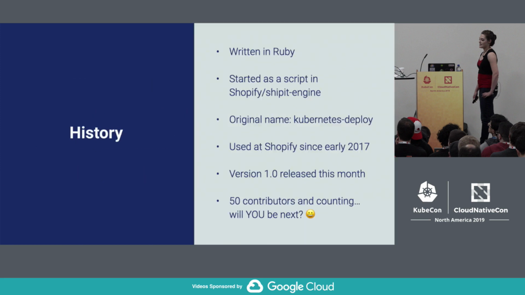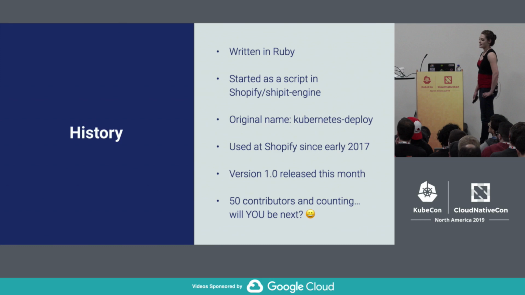We wrote Krane in Ruby, and at first it was actually just a little script inside our higher level deploy tool, which is called ShipIt. Incidentally, ShipIt is also open source, so you can check that out if you're interested. As our script grew, we realized that it had independent value, and we extracted it to a Ruby gem with its own CLI. Originally, that gem was named after literally the file that it had been called in our other deploy tool, so it had the uninventive name of Kubernetes deploy.